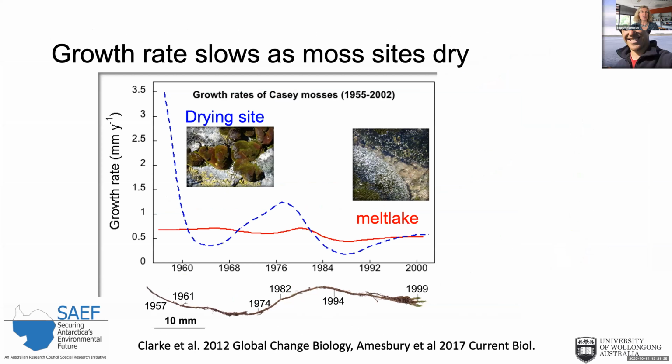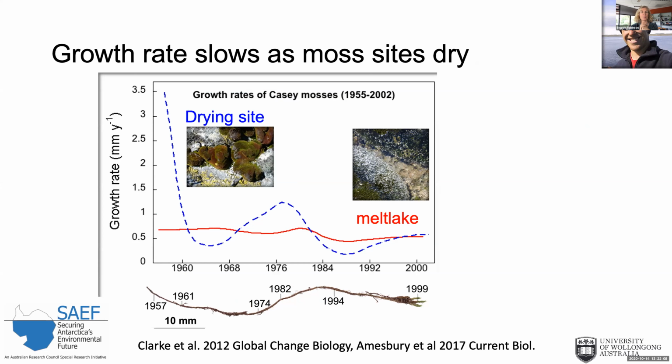So in order to test that, we dated some of these longer moss shoots, not the ones that we collected for the sampling for the quadrats. We dated them and we looked at growth rates, and we also looked at whether they had become drier or wetter based on carbon stable isotopes. And this is just to show you that the blue line is mosses that were growing in a dry area back in the 1960s, and over time their growth rate declined.